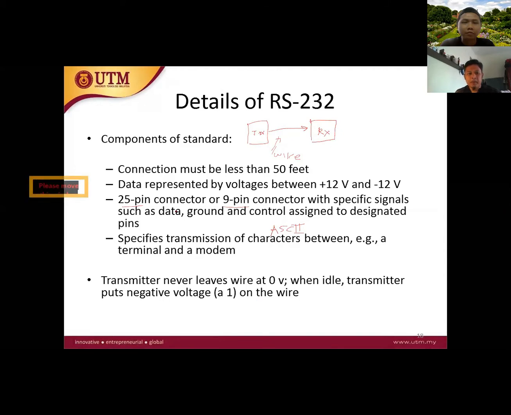Okay, and the transmitter never leaves the wire at 0 volt when idle. Okay, it means that it puts a constant negative level. If it is in idle mode, it will send a negative level, let's say 12 volts, on the channel. Okay, the voltage it will send is a constant negative 12 volts over the channel or on the wire, right?